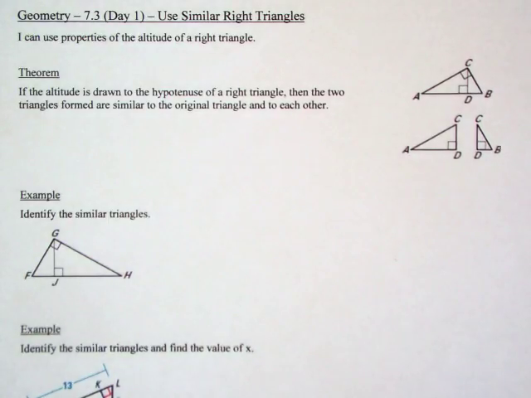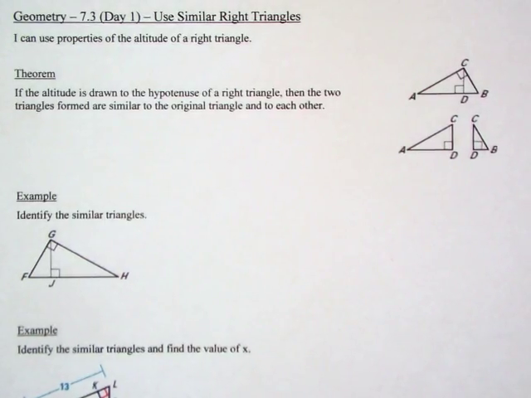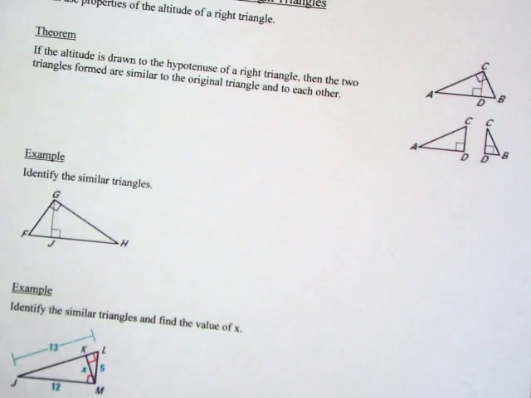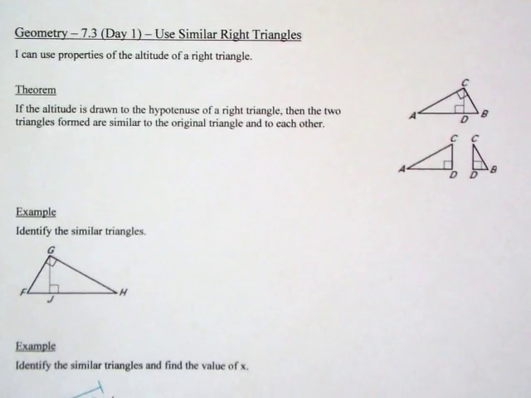This is section 7.3, day 1, and today we're going to start talking about similar right triangles. Up until now, we've talked about right triangles and how we make them, doing a lot with Pythagorean's theorem. Today we're going to talk about what happens if we were to split them into similar shapes, using a little bit of the stuff that we knew back in chapter 6 about similar triangles.